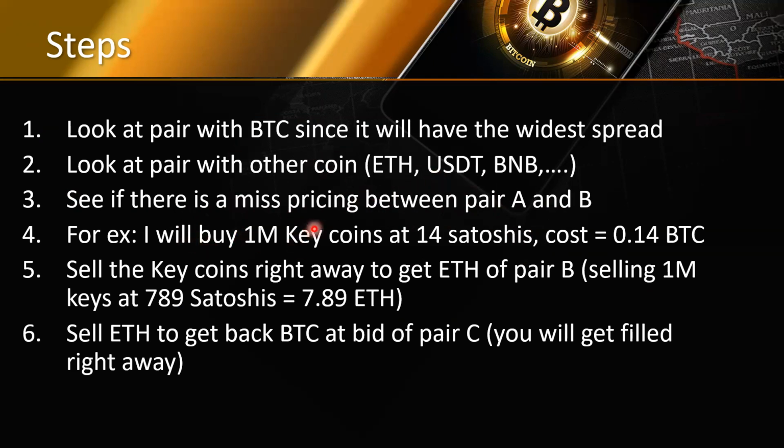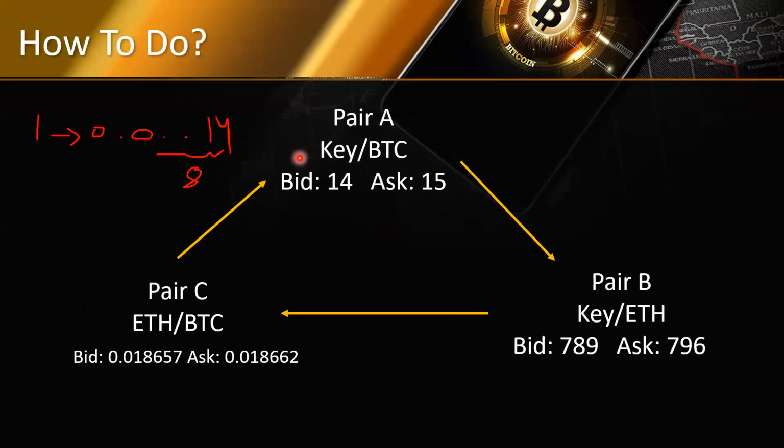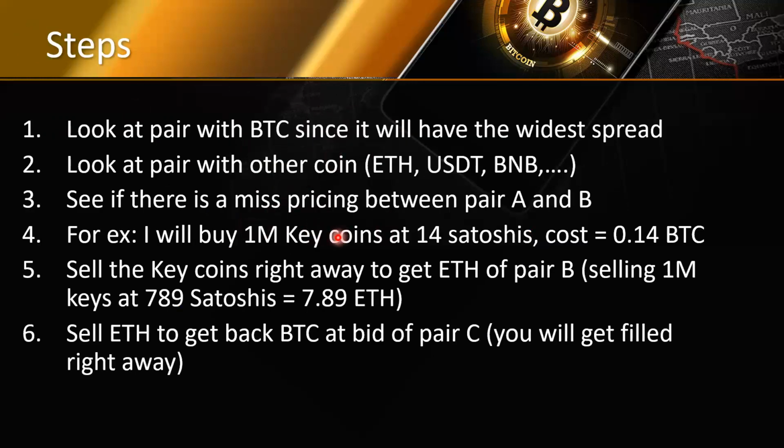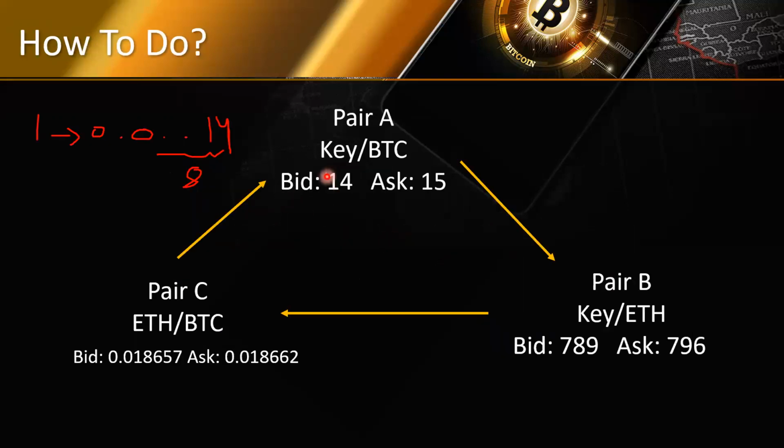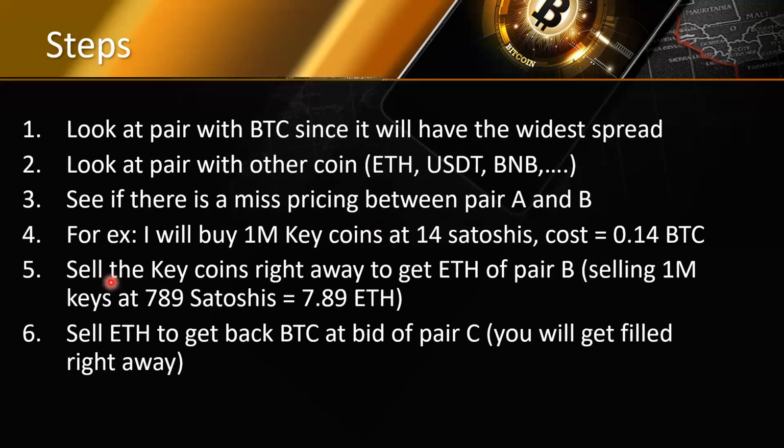For example, I will buy 1 million Key coins. And 1 million Key coins, basically, it costs 0.0014. So 1 million you can buy for a very cheap amount, a big amount of Key. So I will buy, for example, 1 million Key coins at 14 Satoshis. The cost will be 0.14 Bitcoin, obviously. Okay, because 1 million times 0.8014 is basically 0.14. And I'm gonna sell them right away to get Ethereum of pair B.